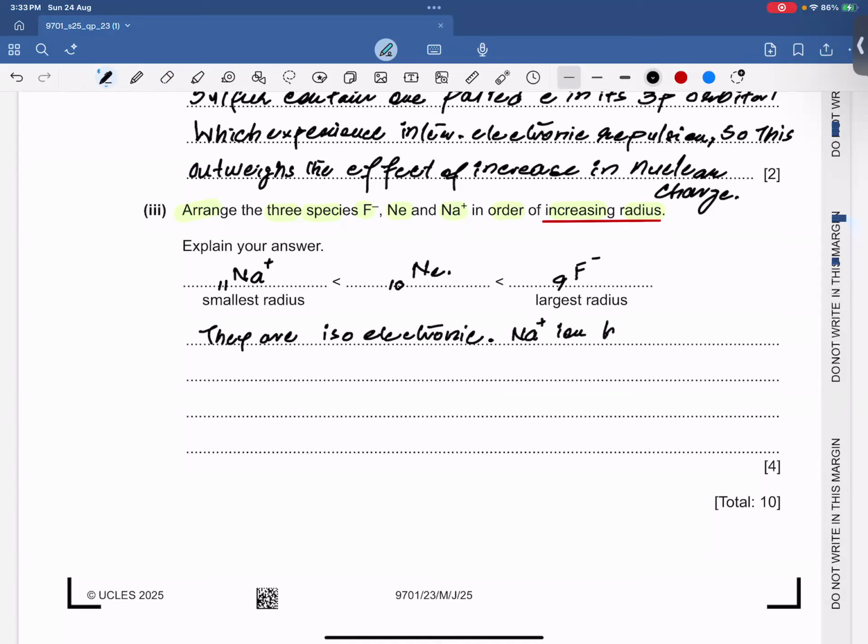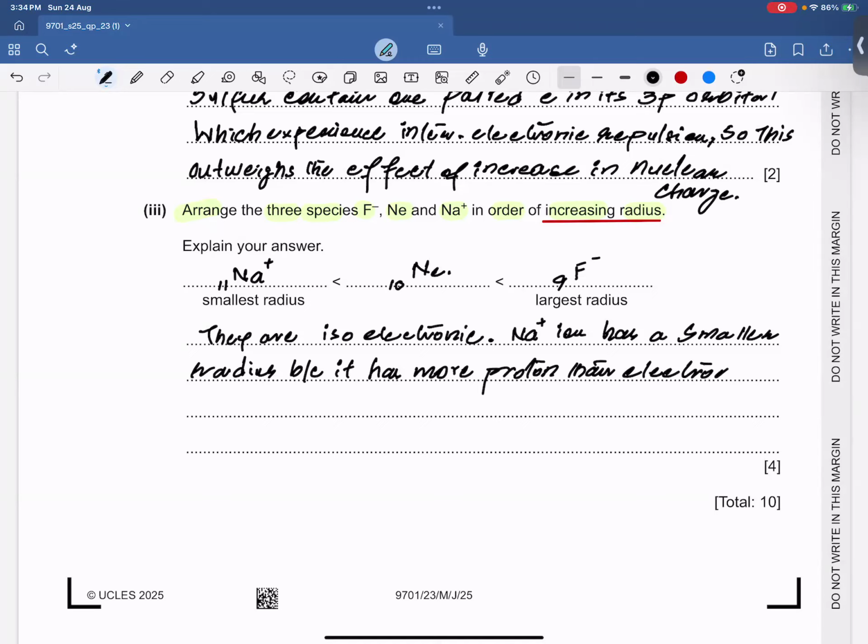Sodium ion has a smaller radius because it has more protons than electrons. So it exhibits a strong proton to electron attraction. Okay.